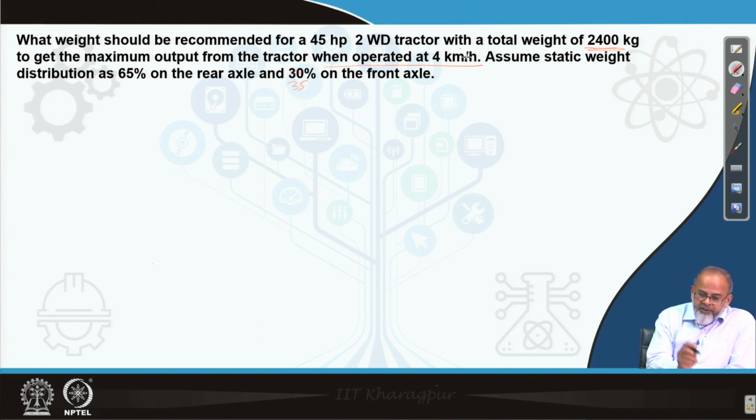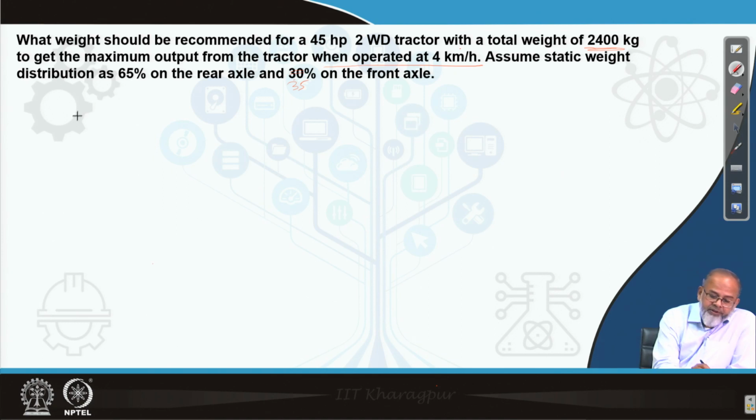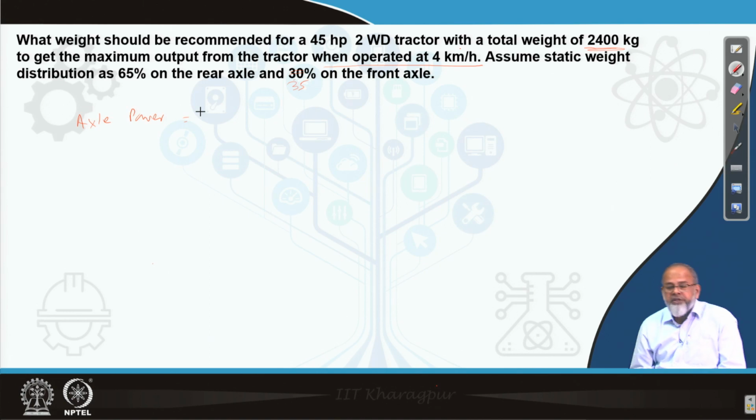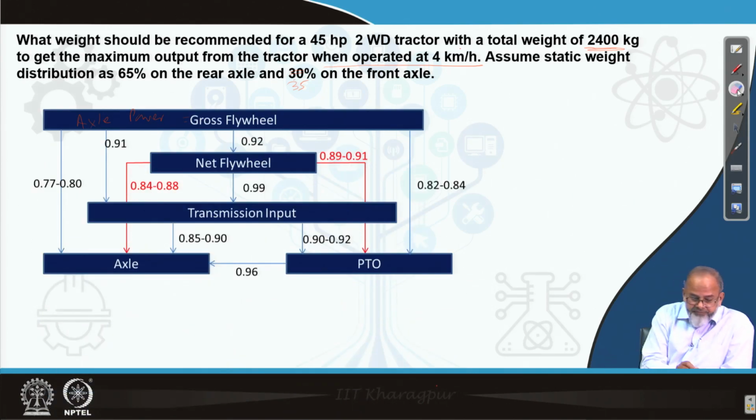So the recommendation is, if it is a 45 HP tractor, what is the power which is available at the axle? You have to find out what the axle power is. How do you find out? You need to know the transmission losses.